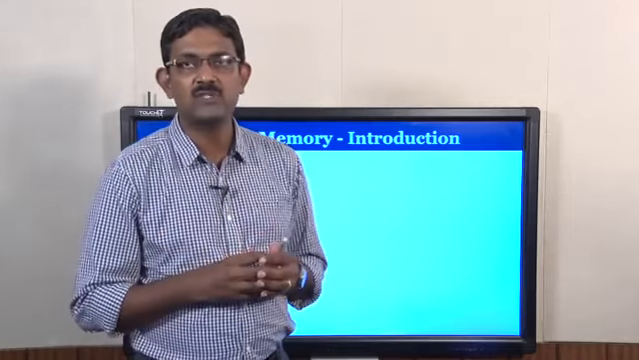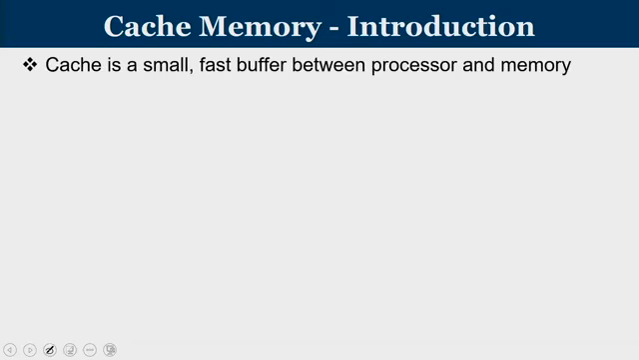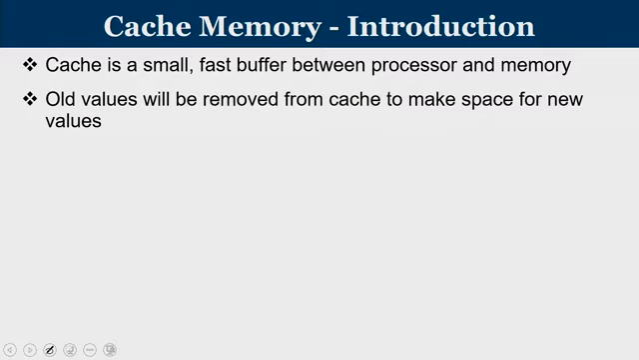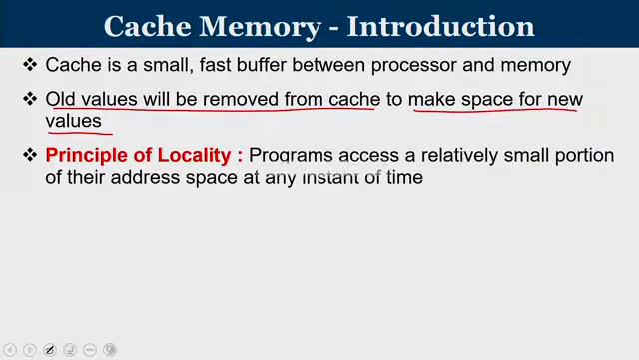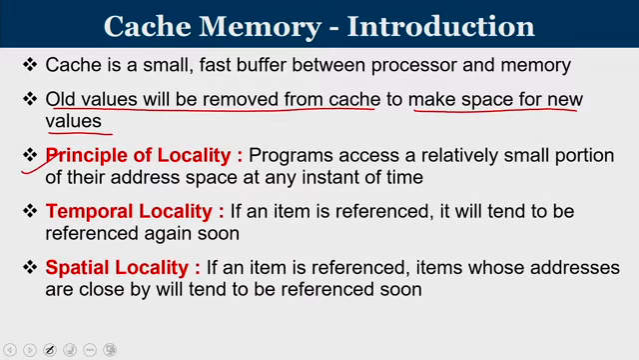A bit of introduction with respect to cache memory. Cache is a small, fast buffer between processor and the memory. And then what we do is, old values will be removed from cache to make space for new values. That is the whole idea of cache. And it is done with two techniques driven by the principle of locality of reference. So what do you mean by principle of locality of reference? Programs access a relatively small portion of their address space at any instant of time.